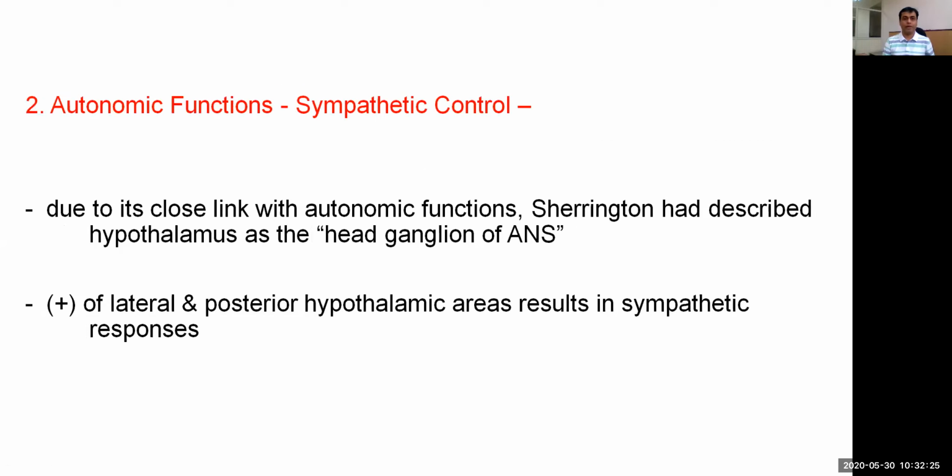need of the body. The second very important function in which the hypothalamus plays a role is control of various autonomic functions. Sympathetic control: due to its close link with autonomic functions, Sherrington described the hypothalamus as the head ganglion of the autonomic nervous system. Stimulation of the lateral as well as posterior hypothalamic areas results in sympathetic responses.